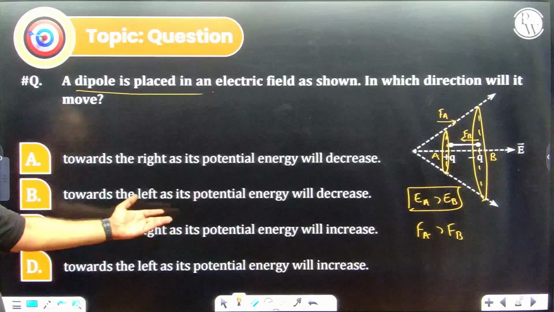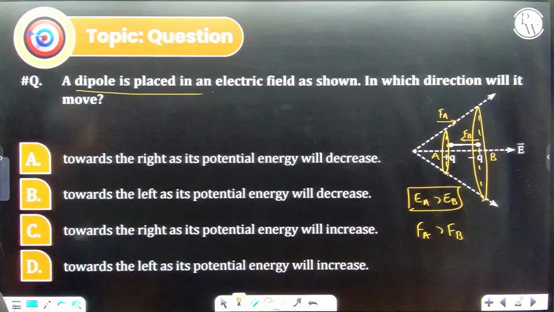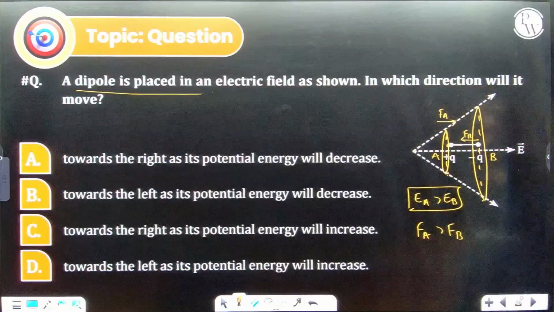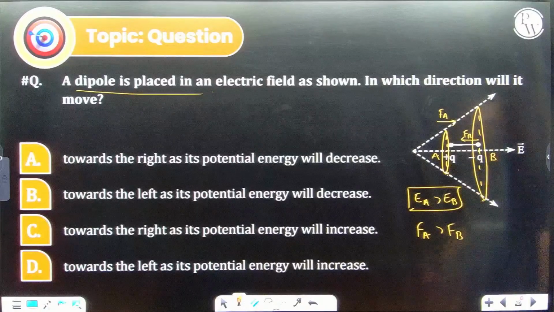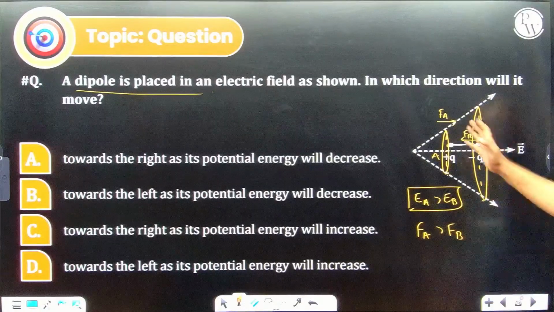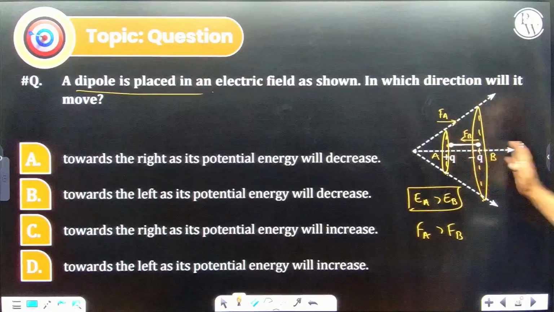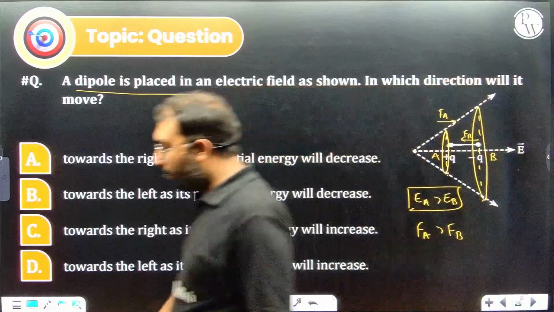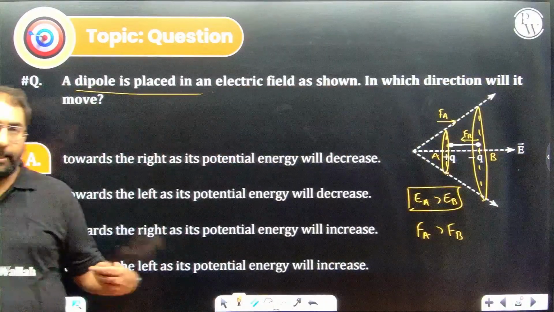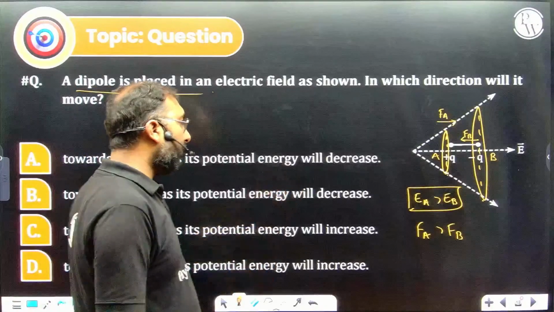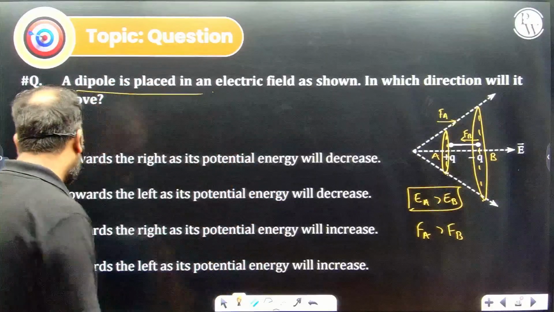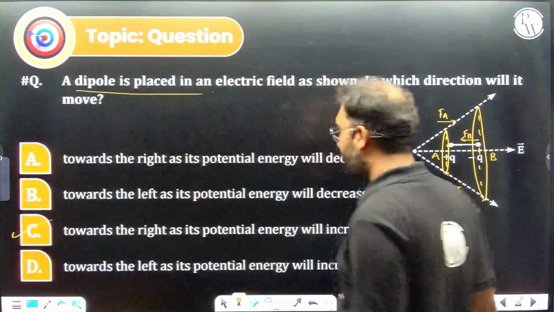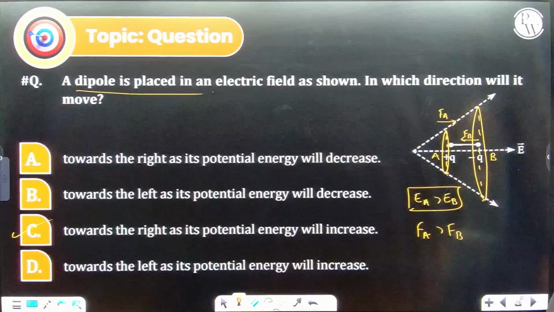Toward the right side, its potential energy will increase. That's also true, because in this case the potential energy is negative. As it goes in the direction of electric field, its potential energy will start becoming zero. It will tend towards zero. So basically it's increasing from minus to positive. So this C option is correct. C for Chennai is the correct answer. Done.